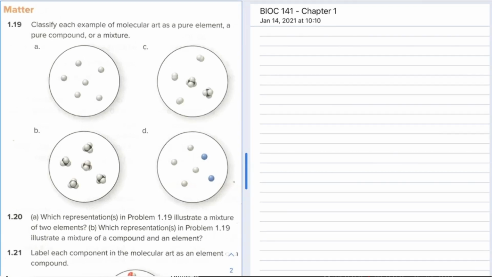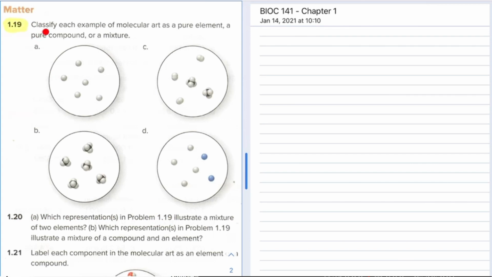So let's start the problems for chapter 1, and we'll start with number 19. I know I said I would do the even ones, but number 20 cites problem number 19, so let's look at 19 first. Let me highlight this, we're working on this one.